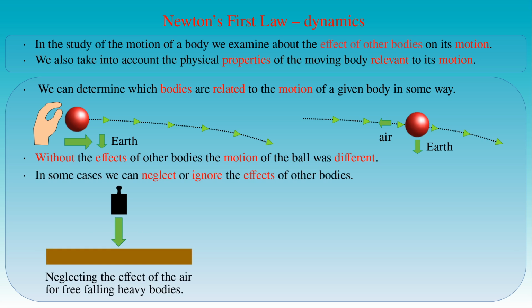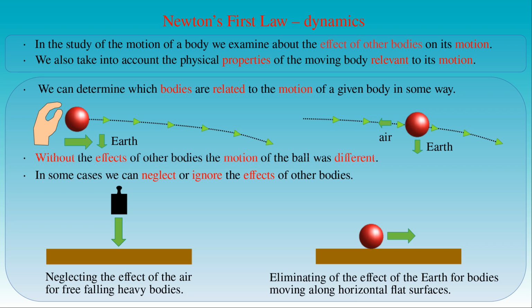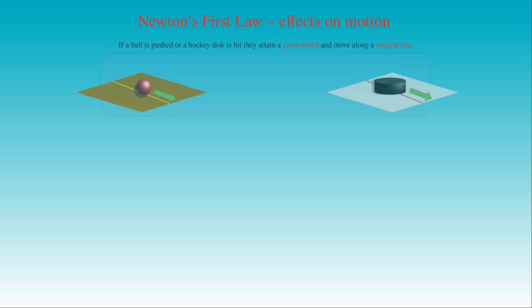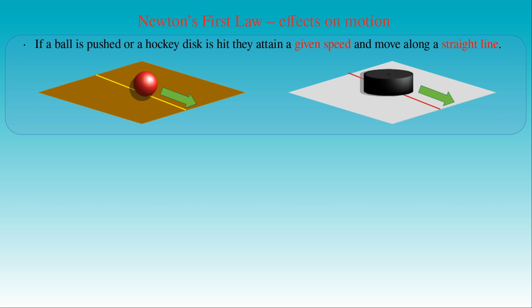When we study a free-falling heavy body we can neglect the air resistance, or we can eliminate the effect of the earth for bodies moving on horizontal flat surfaces, such as a table or the floor. In the experiments with bodies moving on flat horizontal surfaces we always observe the same result. If a ball is pushed on the floor or a hockey disc is hit on the ice, then it attains a given speed and moves along a straight line on the given surface.